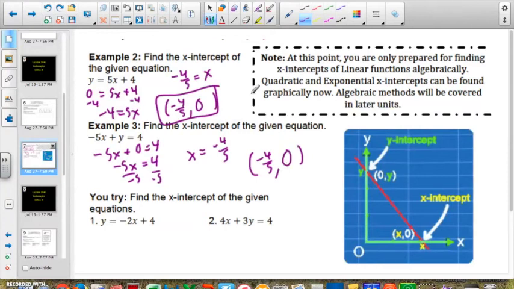Now at this point, we've only figured out algebraically how to solve for x in linear equations. We will get to quadratic and exponential equations a little bit later on, but for right now, when we're finding the x-intercept, we're going to just focus on our linear functions.